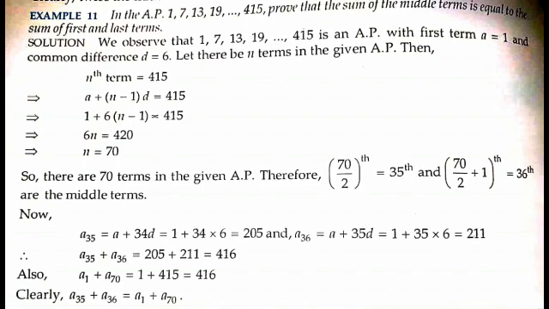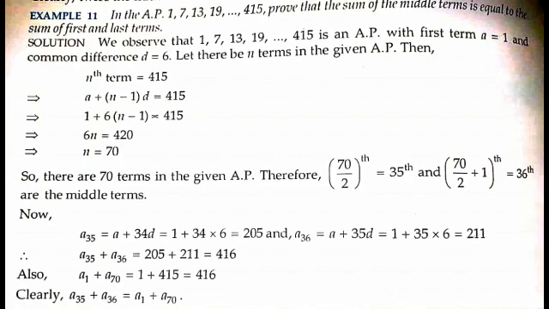Now let there be n terms in the given AP, and from the given AP we have the nth term equal to 415. So using the formula for the general term of an AP, I have A plus n minus 1 into D equal to 415. Putting the value of A equal to 1 and D equal to 6, I have 1 plus n minus 1 into 6, which is equal to 415. This implies 6n is equal to 420. Therefore n is equal to 70.